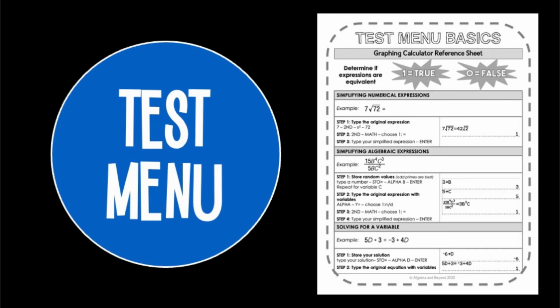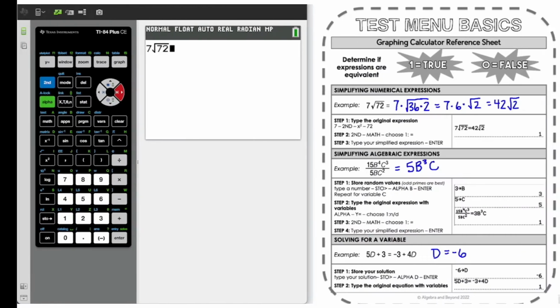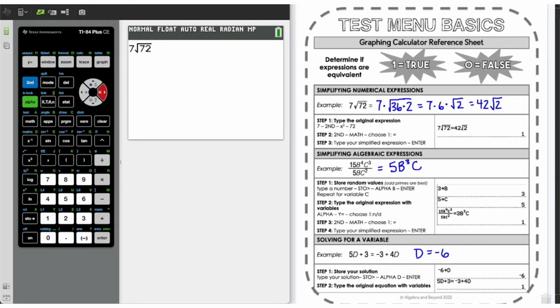Next, I want to share some tricks for the test menu. You can activate the test menu by clicking on second and then math. Now let's take a look at the test menu. The test menu determines if expressions are equivalent. The first one we're going to look at is simplifying numerical expressions. One of the ways in which students can check if they've simplified something properly is using this test menu.